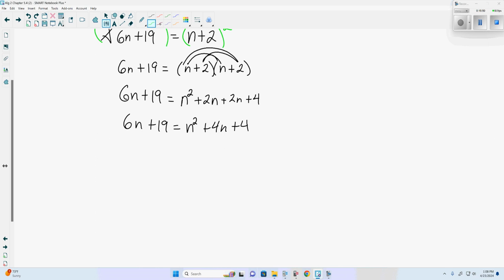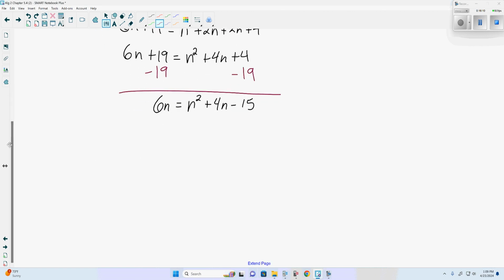Now we need to get this thing equal to 0. So what can we do first? Subtract 19, yeah. Telling us that 6n is equal to n squared plus 4n minus 15. Then what can we do next? Subtract 6n. Telling us 0 is equal to n squared minus 2n minus 15. Questions on how we got this equal to 0?